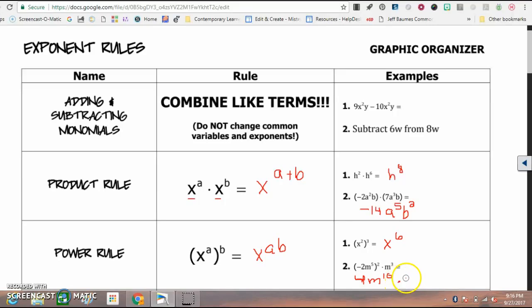And I'm multiplying that to m by m to the third. Okay, I don't have the power rule here, but I do have our product rule that we learned up here. The bases are the same. So I rewrite the 4, and I keep the m because that's the base, and I simply add the exponents. 10 plus 3 is 13. Take a minute and pause the video. Make sure you have everything I have.